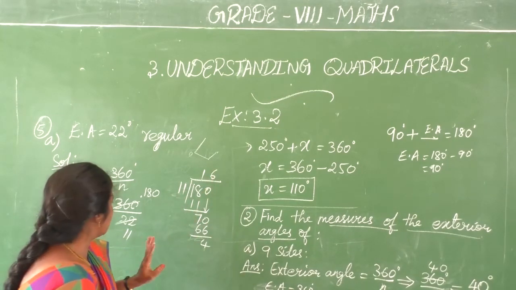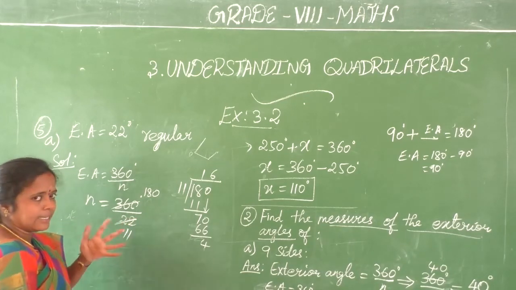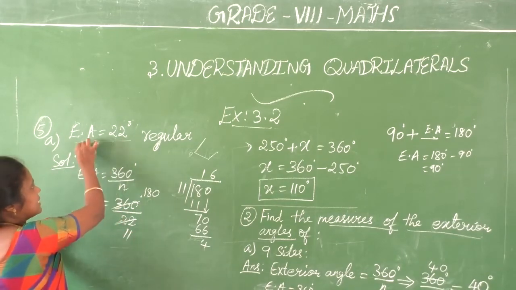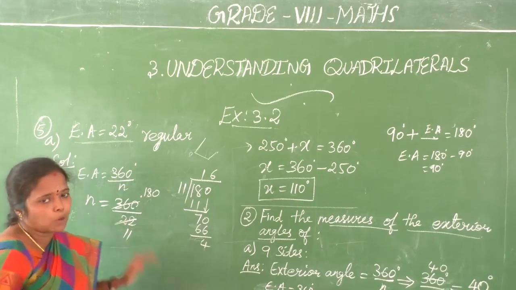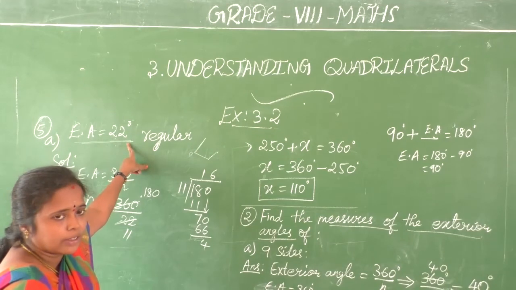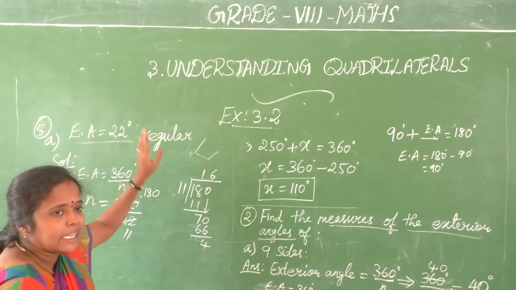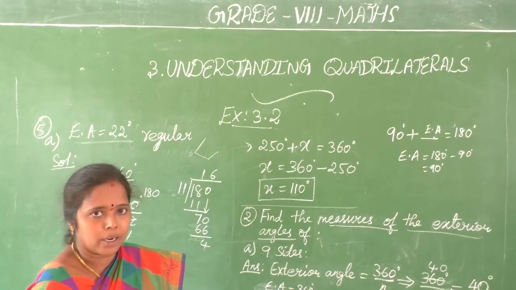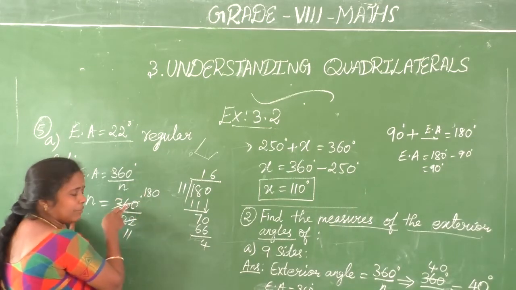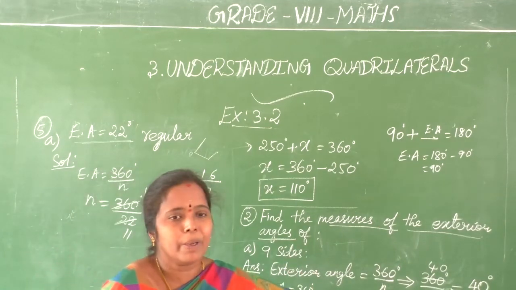So what can we tell? 22 degree is not an exact divisor of 360 degree. Therefore, in this case, it will not be a regular polygon. Regular polygon is not possible for this situation. What situation? When its exterior angle is 22 degree, the figure will not be a regular polygon. Why? Because 22 degree is not an exact divisor of the given number 360 degree, so we can conclude it will not be a regular polygon.